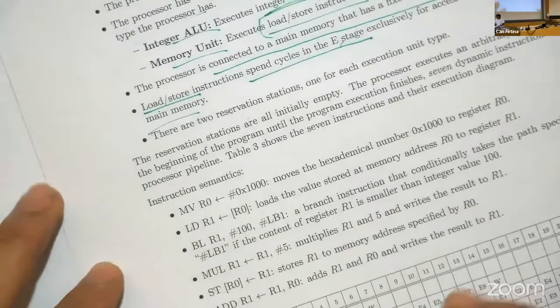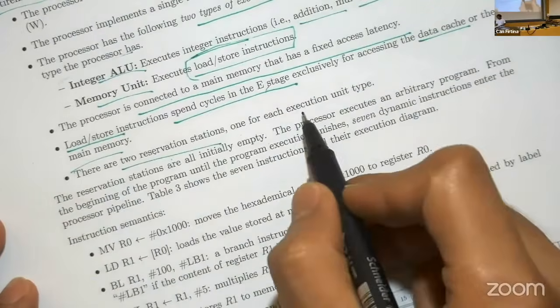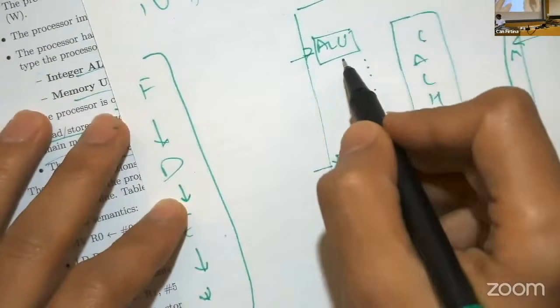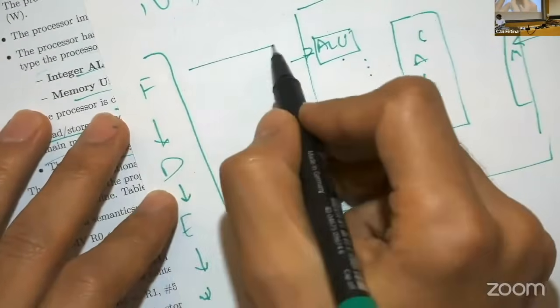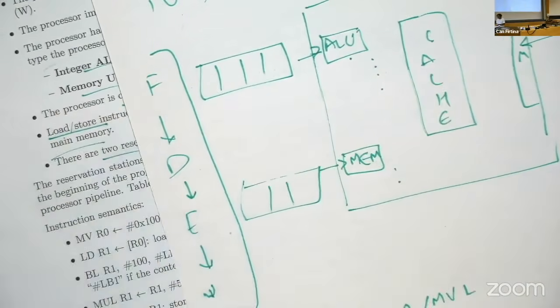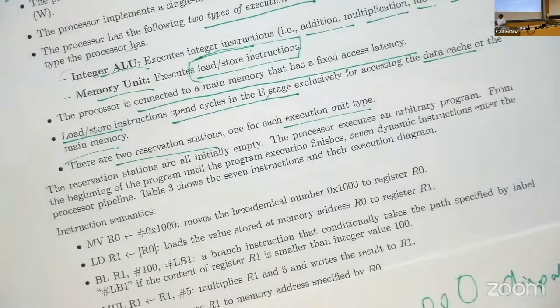Okay. And finally, the question tells us there are 2 reservation stations, one for each execution unit type. Let's draw the reservation stations. This is the execution unit, ALU and memory, and this is the reservation station. The reservation station reserves the instructions before they're scheduled for execution, okay? The reservation stations are all initially empty.